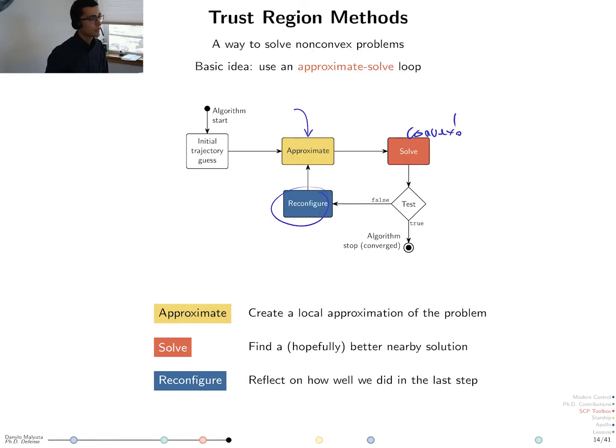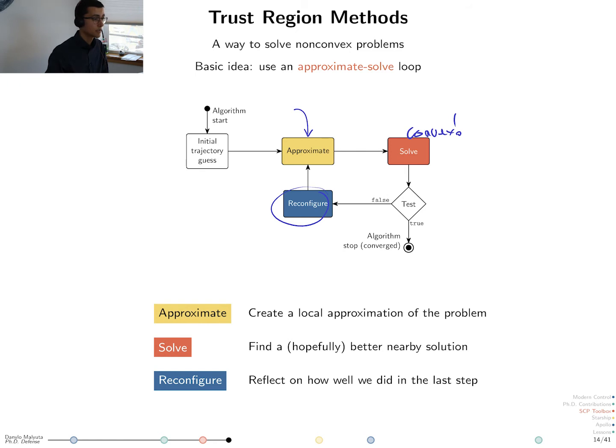Okay, so we have this optimal control problem that we want to solve. We solve it using SCP, which in optimization at large belongs to the family of trust region methods, which boil down to what I think of as an approximation solution loop. What it does is, given your problem, you give it an initial trajectory, and then what it will do is approximate your difficult problem locally around your guess, and then solve that local approximation using convex optimization.